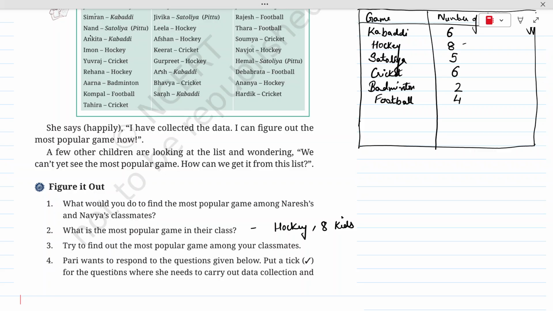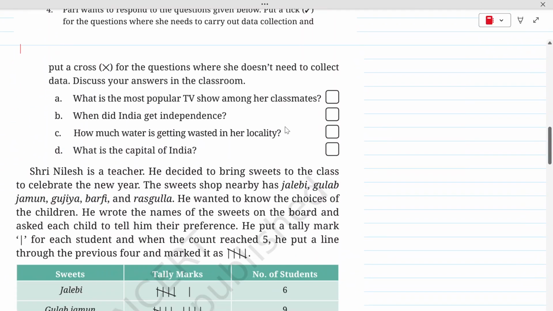Next, Pari wants to respond to the questions given below. Put a tick mark for the question where she needs to carry out data collection, and put a cross for the questions where she doesn't need to collect the data. So this is the list of questions, and we have to see which questions need data collection and which do not. The first is, what is the most popular TV show among her classmates?